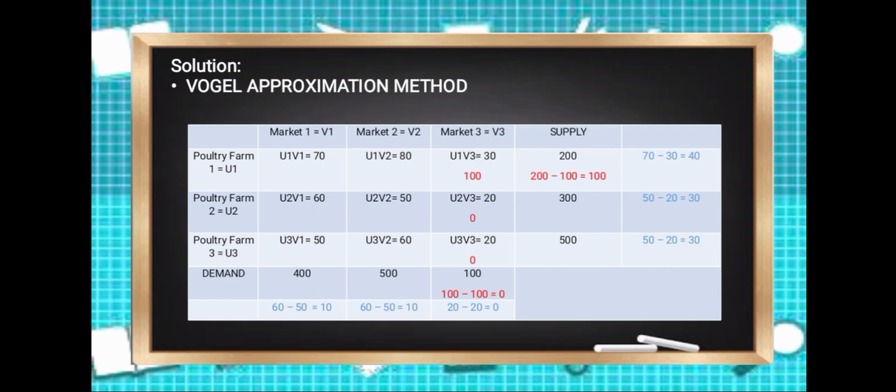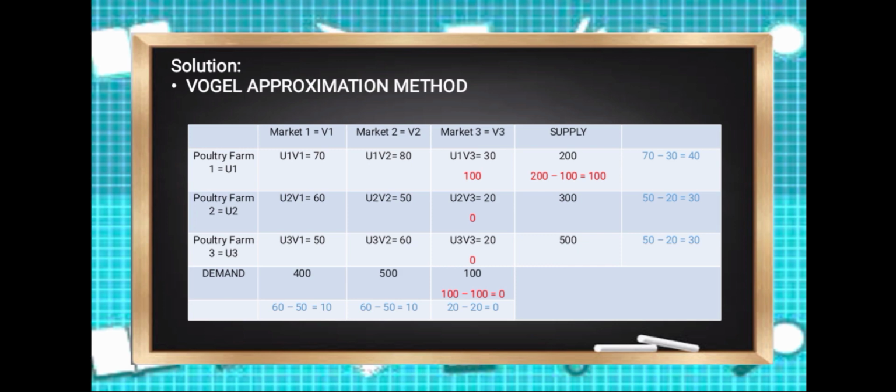In the Vogel Approximation Method, we will calculate first in column 1. In column 1, find the least value, which is 50, and the second least is 60. So we will subtract it: 60 minus 50 is equal to 10. So the column penalty of column 1 is 10.